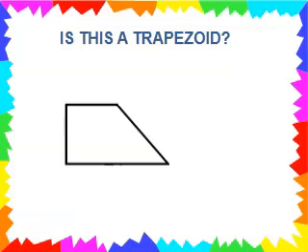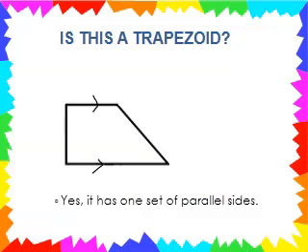Now we're going to check if these are trapezoids. Is this a trapezoid? When we talk about a trapezoid, just try to search for two lines that are parallel. As you can see, this line is parallel to this line. So is this a trapezoid? Of course it's a trapezoid because it has only one set of parallel lines. So this line is parallel to this line. So this is a trapezoid.